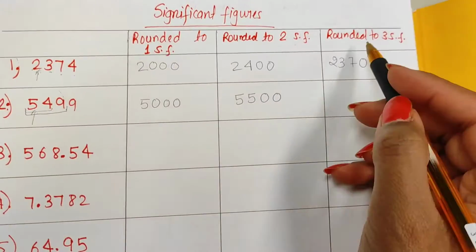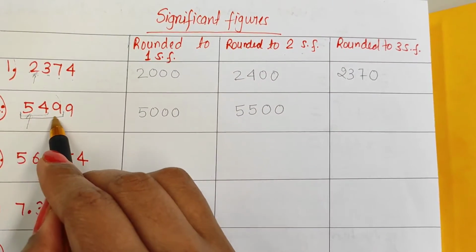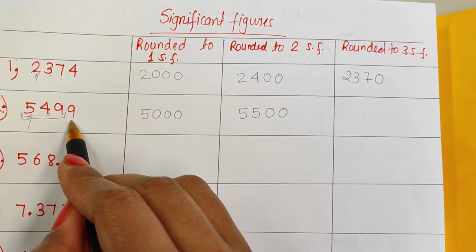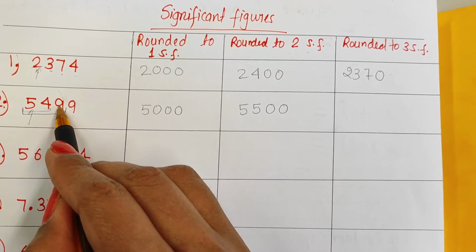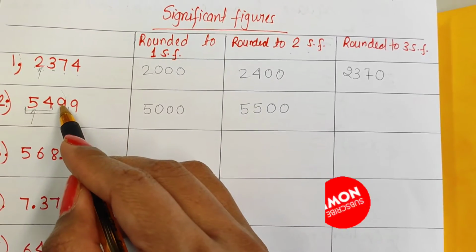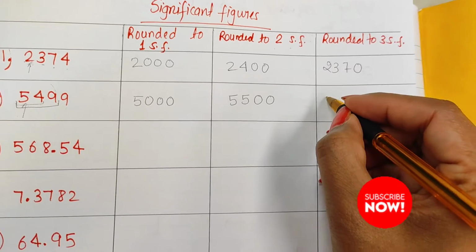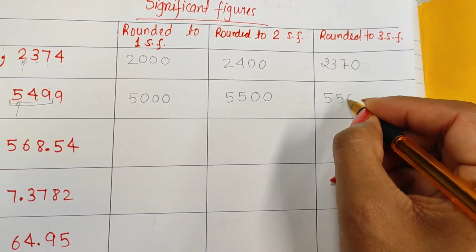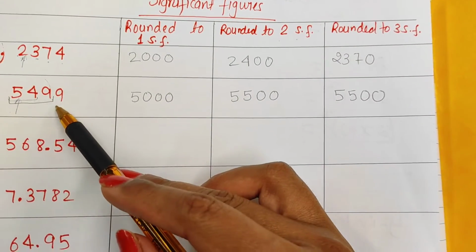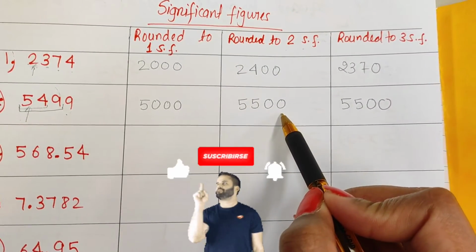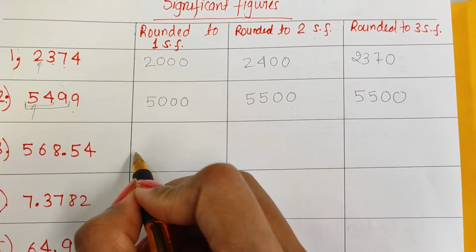Now let's try for three significant figures. These are my three significant figures. Now the fourth number is 9, so it will round this number up to 10, right? Of course, we are not going to write this as 10, but we round this number up again. So that will become 5, 5, 0, 0. This is interesting: this number rounded to two significant figures and three significant figures gives you the same answer.